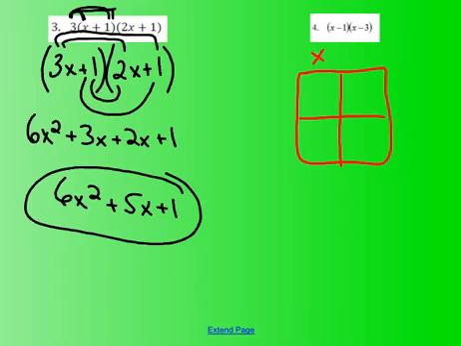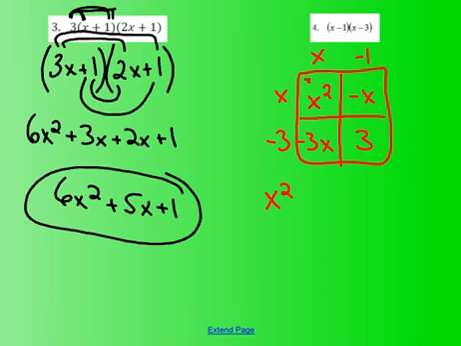X minus 1. So I'm going to put x and a negative 1 there. I'm going to do x, and by leaving the sign in there, I'm leaving that negative. So x times x goes in this box, that's x squared. Then I work across. X times negative 1 is going to be negative x. Negative 3 times x is negative 3x. And negative 3 times negative 1 is a positive 3. If I write those out, this is x squared.